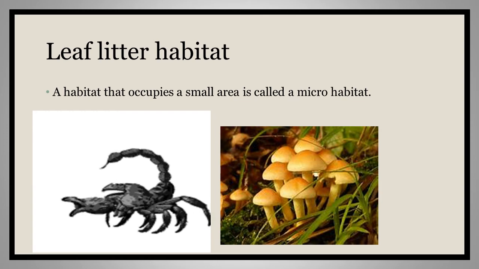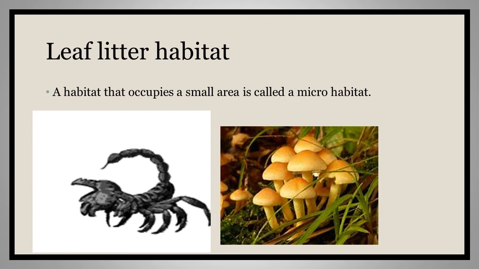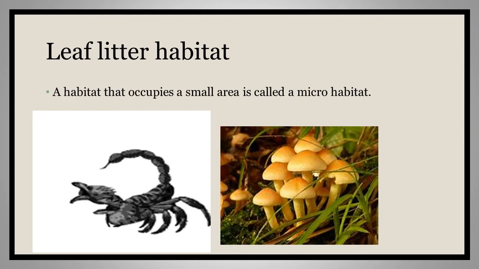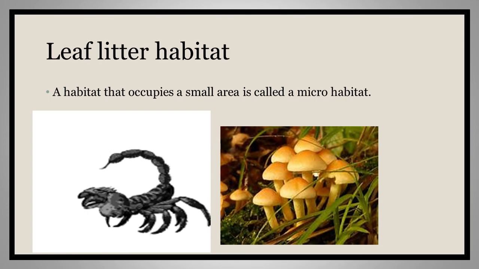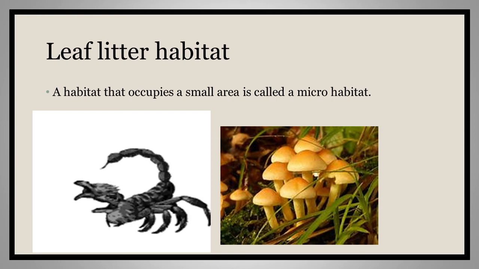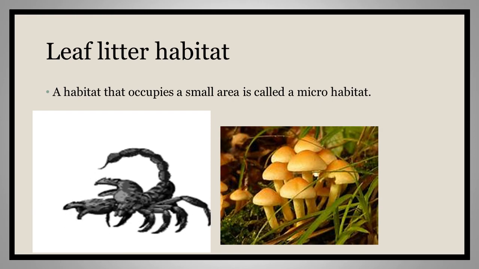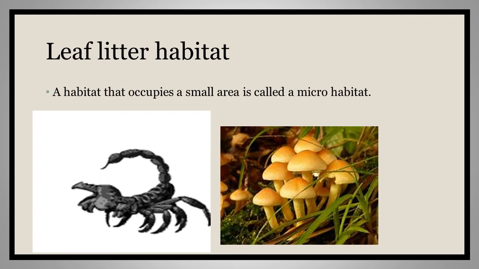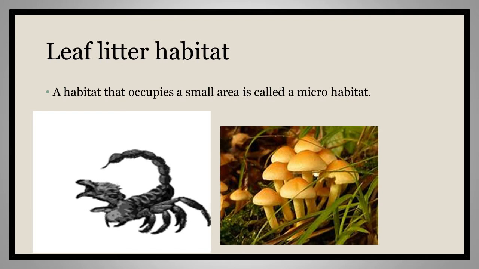Leaf litter habitat. A habitat that occupies a small area is called a microhabitat. A leaf litter is an example of a microhabitat. It is made up of what? This habitat is made up of dead plant material such as leaves, bark and small branches that have fallen to the ground. It is usually cool, dark and damp. Some small animals, fungi and plants can be found in the leaf litter habitat.